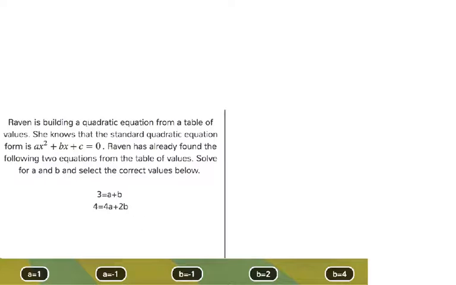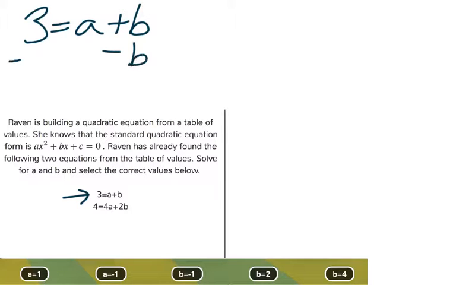To start, let's pick which one equation we can isolate one of the variables easier with. The top one looks a little simpler, so I'm going to write it up here. 3 equals a plus b. Let's get one of those variables by itself. Let's try a. So to get rid of the b next to it, I'm going to subtract b from both sides. So I get a, and on the left I have 3 minus b.